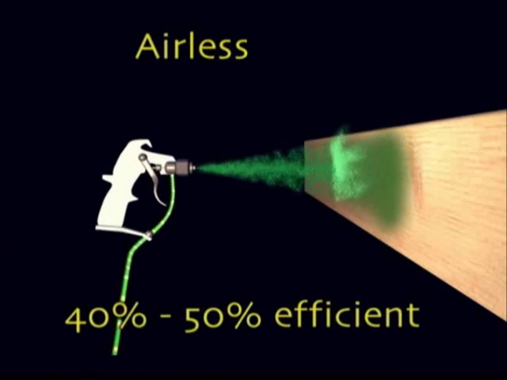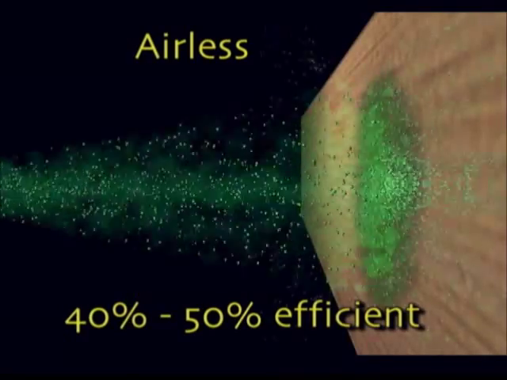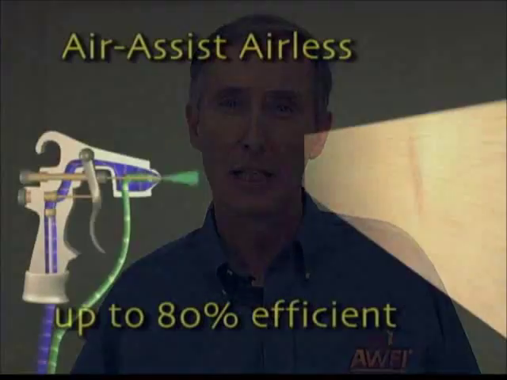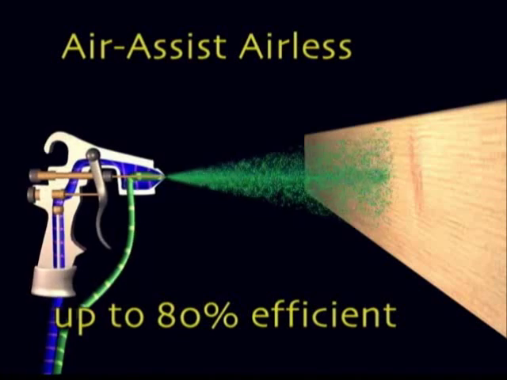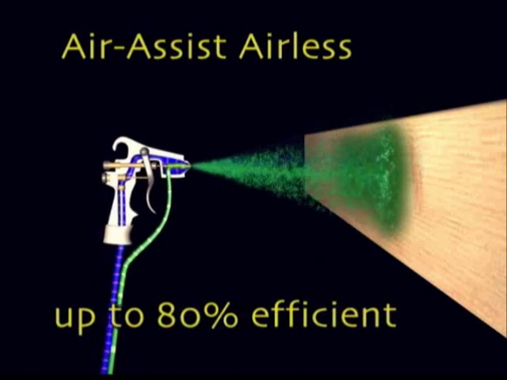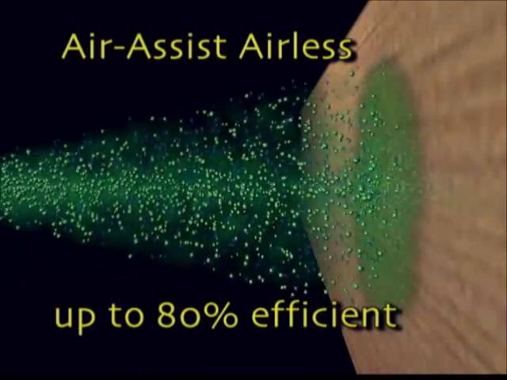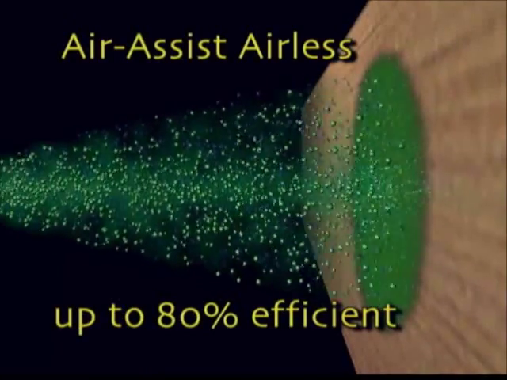This means that less than half of the material sprayed actually ends up on the part. Some air-assisted airless guns could be up to 80% efficient. This technology can enable manufacturers to use 50 to 75% less coating to cover the same amount of surface area compared to a conventional siphon feed gun.